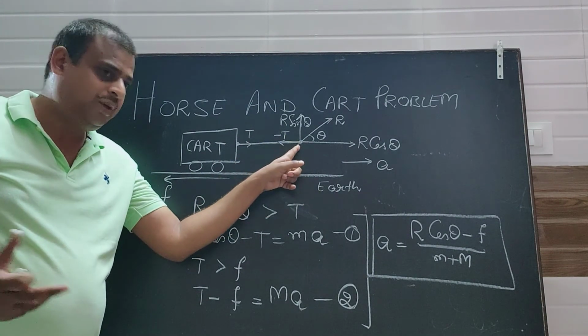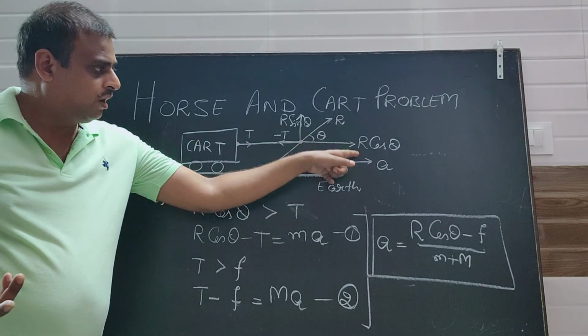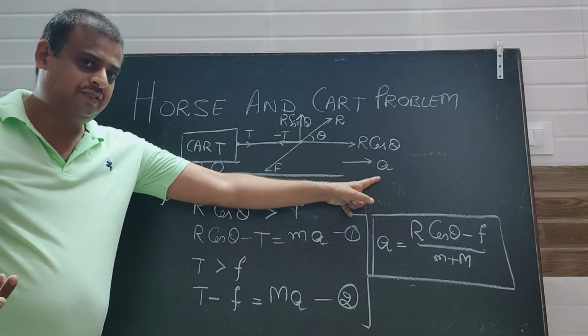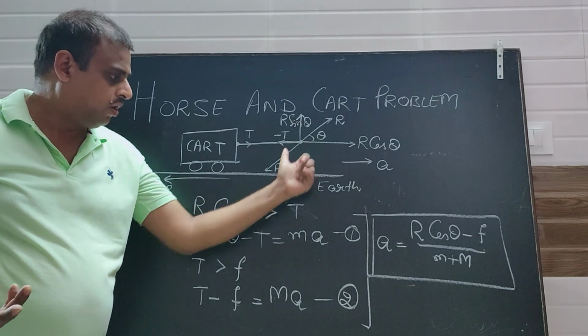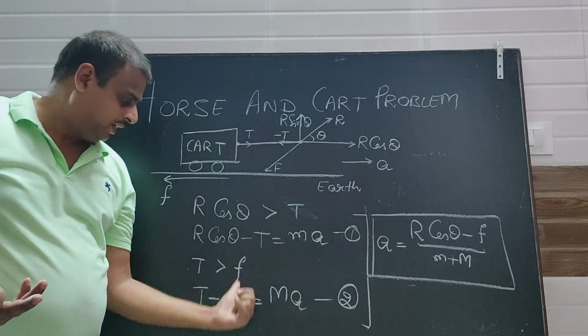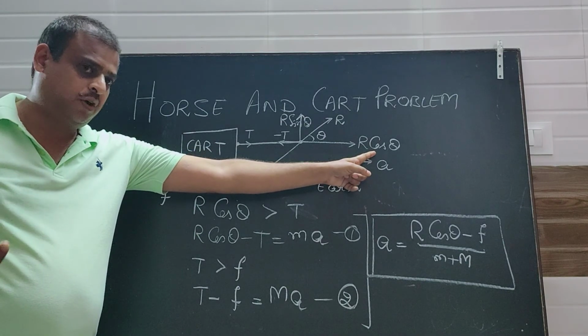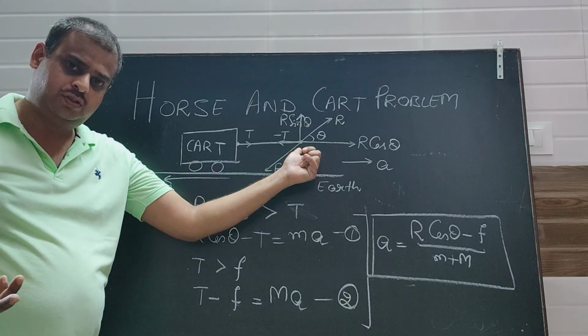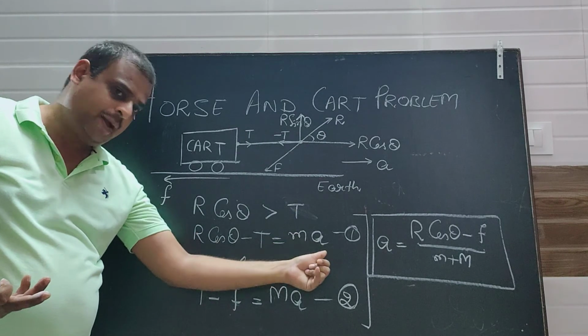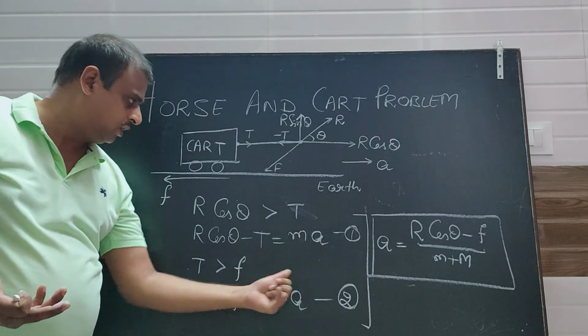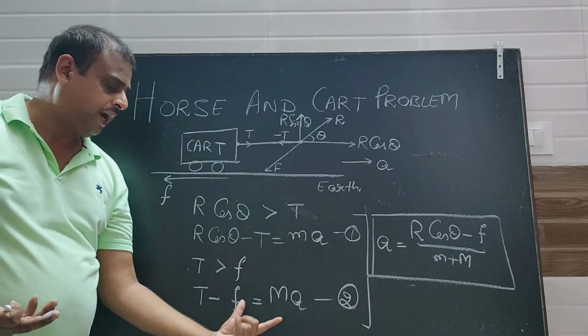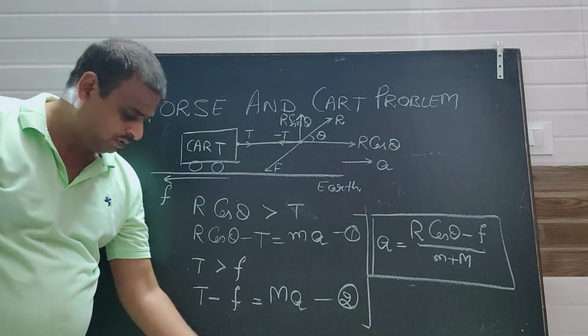Okay, make a free body diagram, resolve the components. We have the acceleration A, mass of the horse small m, cart capital M. This R cos theta is responsible for the motion of the horse. So R cos theta minus T is equal to ma and T minus F is equal to MA for cart. After adding, we will get the value of acceleration.